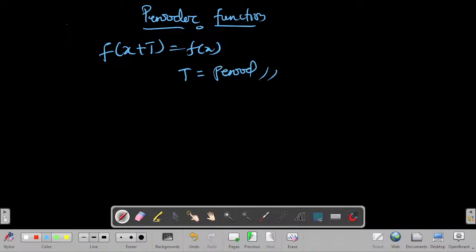As simple as that. The goal here is that I should be able to give you a periodic function, then you tell me the period of that function. That is the question that you'll be asked here. So I'll give you a nice periodic function, and I'll ask you, hey, tell me the period of this particular function. You should be able to do that.